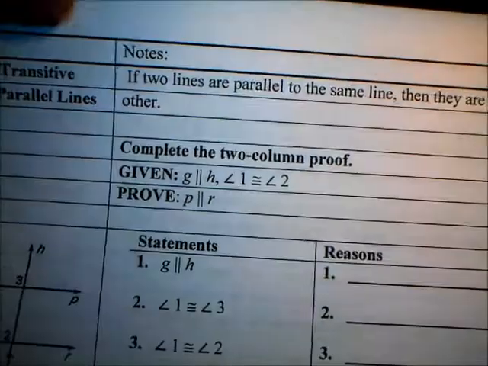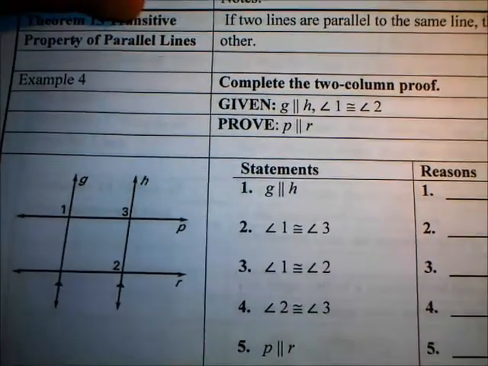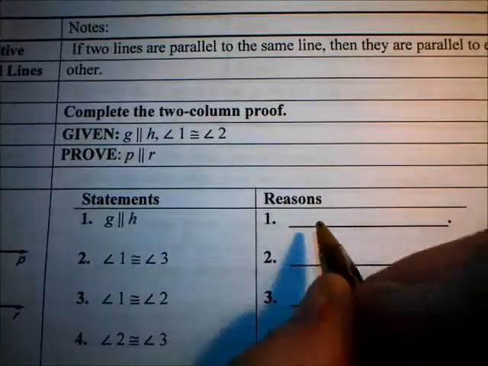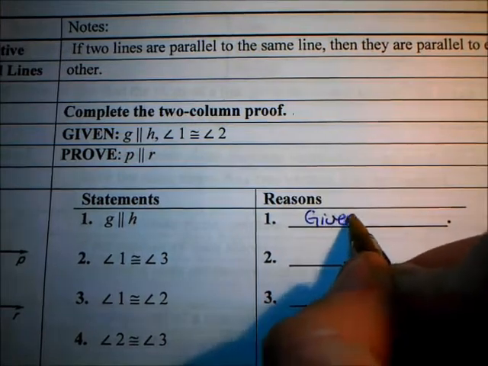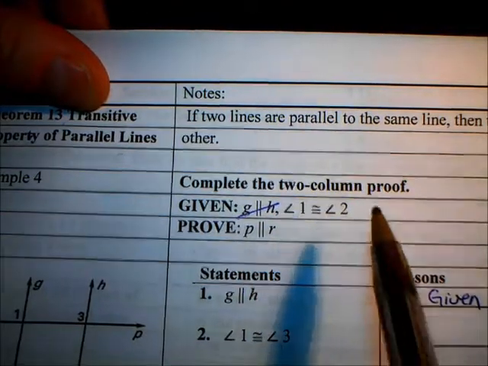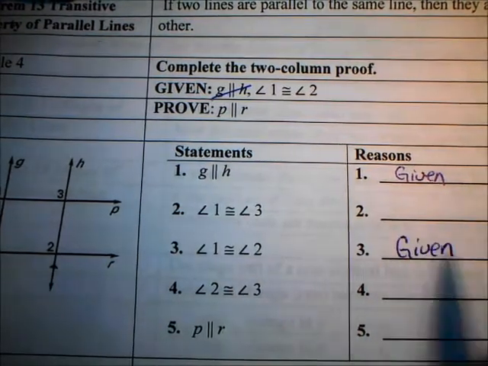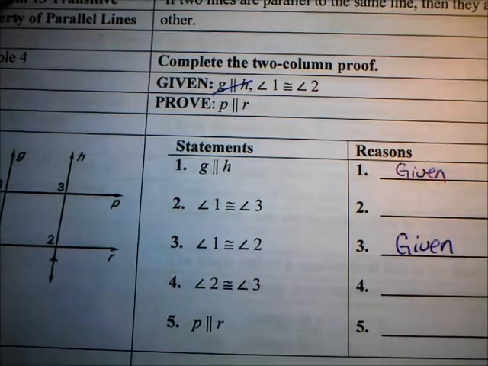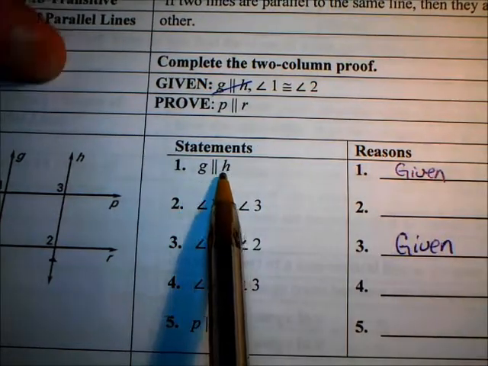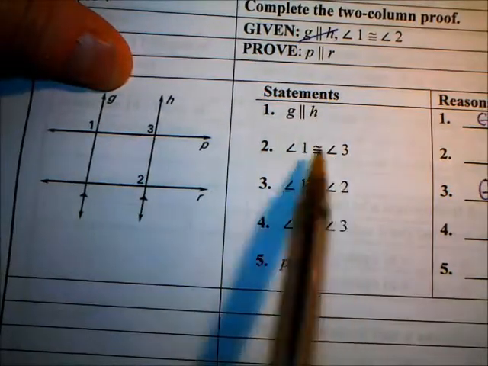And then example 4 is a proof that I'm going to go through because you have that on your homework. Remember, the first one will always be your given, and that satisfies the first one, but we also have a second one that says angle 1 is congruent to angle 2, which is actually on number 3. So I'm going to go ahead and put the given on number 3. But I'm going to look at the fact that it says G is parallel to H, and the next step is saying that angle 1 is congruent to angle 3.